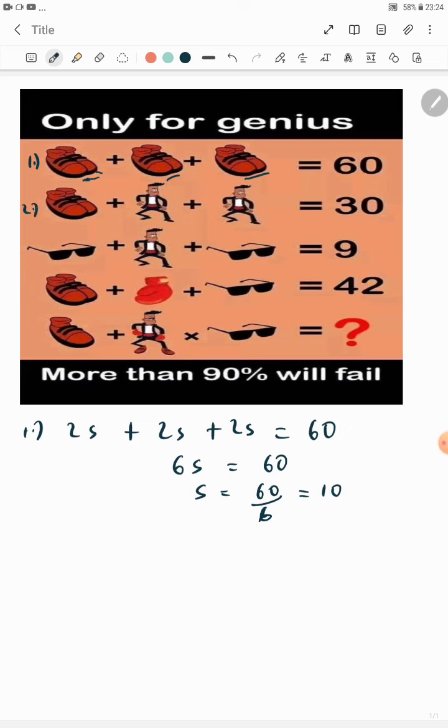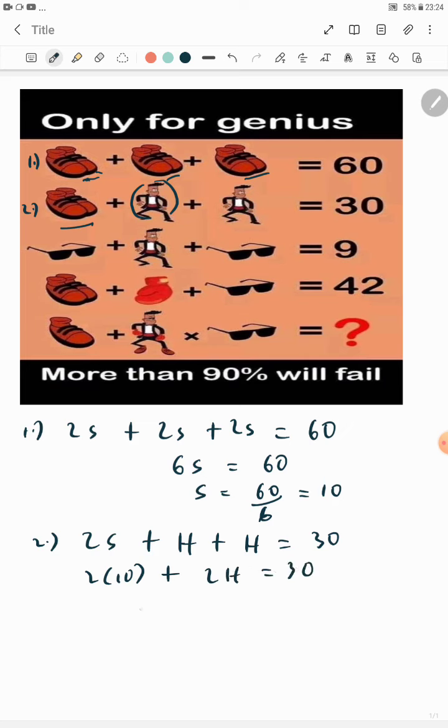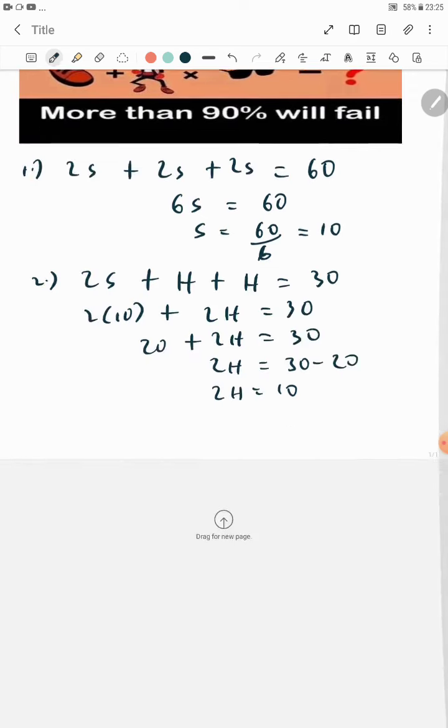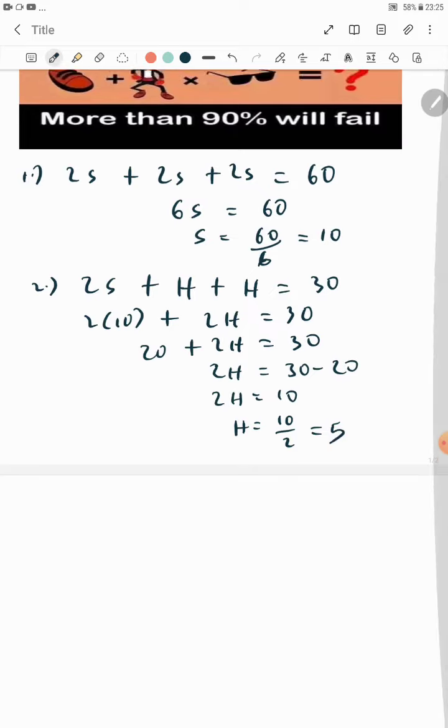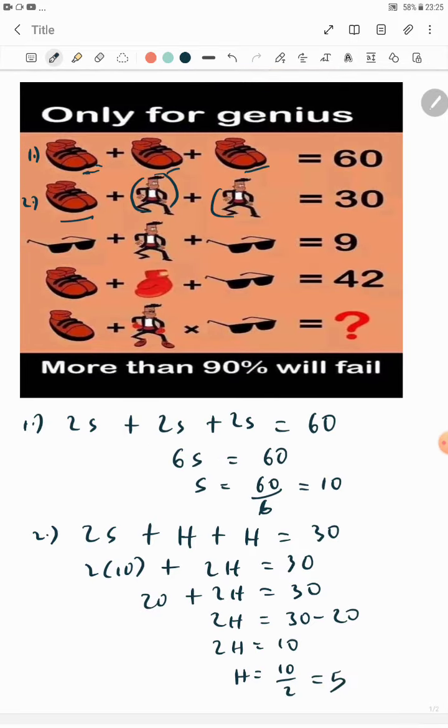Then if we go to the second equation, we can see that we have two shoes, that's 2S plus. Let's represent this human being by h, plus another h equals 30. And we already know the value of S, which is actually 10. Let's substitute that. So h plus h will give us 2h, and then I have 20 plus 2h equals 30. We have 2h equals 30 minus 20. We have 2h equals 10. And then we can say h equals 10 divided by 2, which is 5. So it means that any of these human beings that we see here is actually 5.